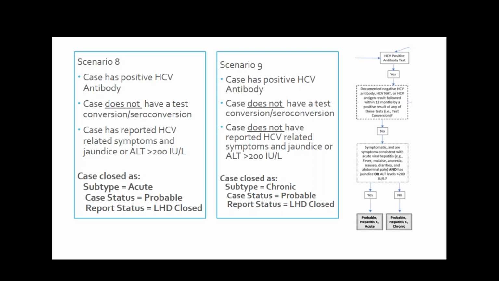In scenario 9, just following, the HCV antibody test is positive. However, the case does not have a test conversion. Neither does the case have related symptoms and jaundice or ALT greater than 200 IU per liter. That's on the very right side of this section. Then the case status will be closed as subtype chronic, case status probable, report status LHD closed.